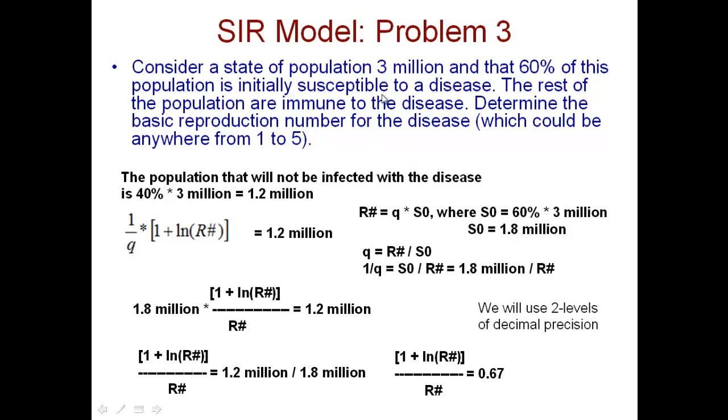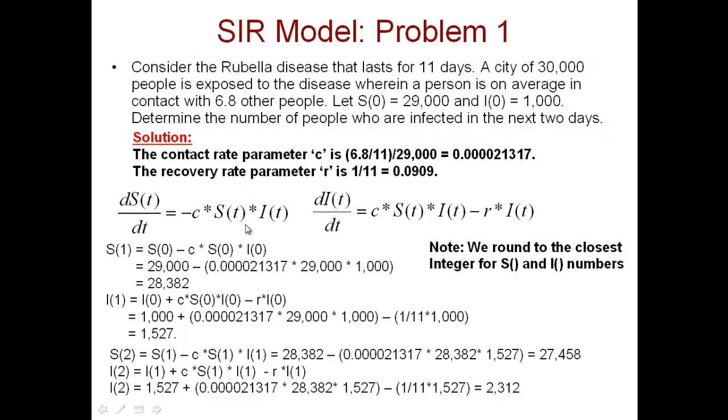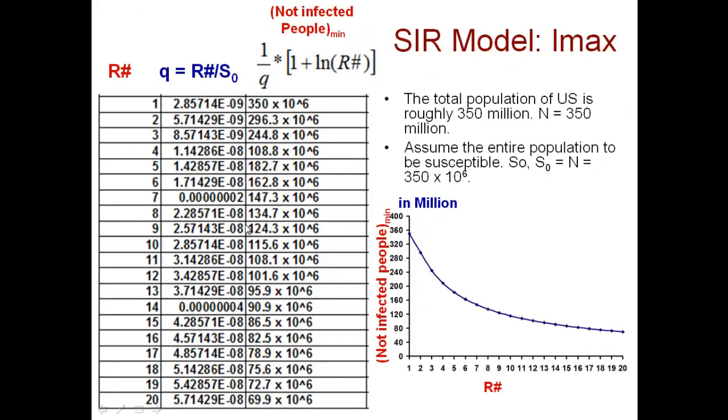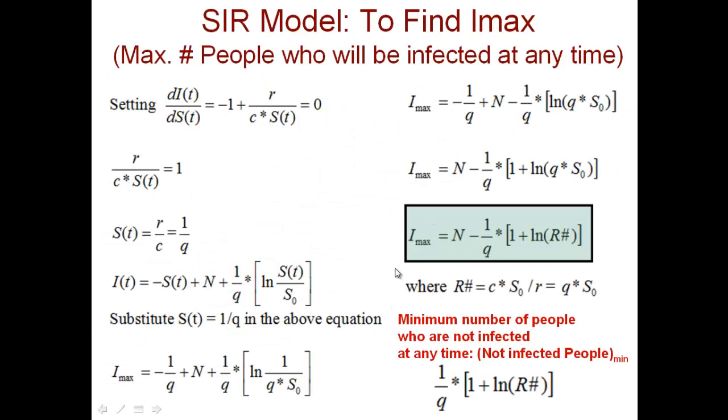And the rest of the population is not going to be susceptible, that is, they're immune to the disease. That is 40% of 3 million. So 40% of 3 million is 1.2 million. And remember the equation we had before for I max. So I max is n minus this term.